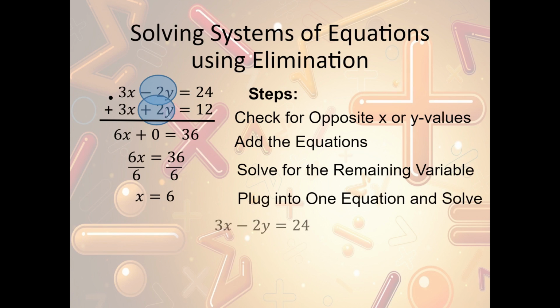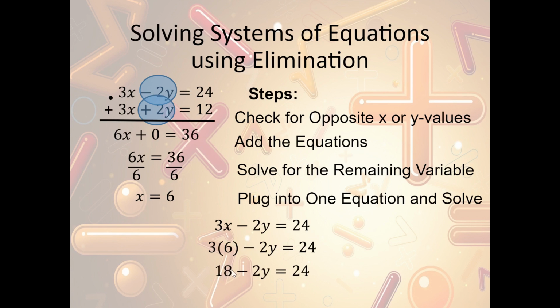So we'll go ahead and pick this one. We'll pick the first one. And we're going to plug 6 in where x is. So instead of being 3x minus 2y is equal to 24, it's going to be 3 times 6 minus 2y is equal to 24. So 3 times 6 is 18. So we get 18 minus 2y is equal to 24.